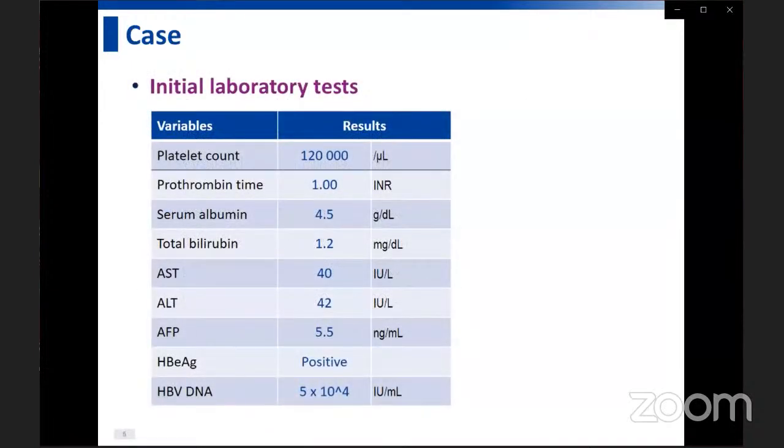His platelet count was 120,000 per microliter. The prothrombin time and total bilirubin and serum albumin levels were within normal range, but his liver enzymes were slightly elevated, HBe antigen was positive, and HBV DNA was 50,000 IU per L.